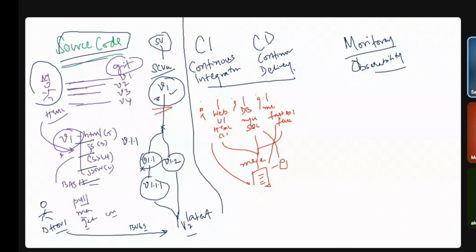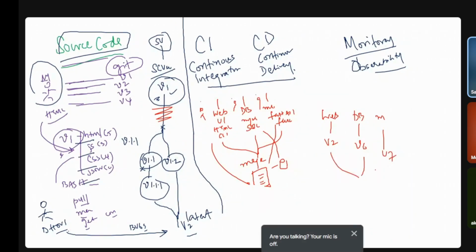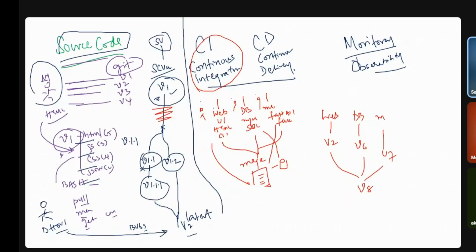If you correlate this versioning with the integration, the web team might be using V2, the DB team might be on V6, the middleware team might be on V7. Now, how do you merge these things and create V8 is what continuous integration is all about. This is a very basic example. If you go deeper, you will get more and more sub-problems to understand. This is a very high-level understanding of what continuous integration is.